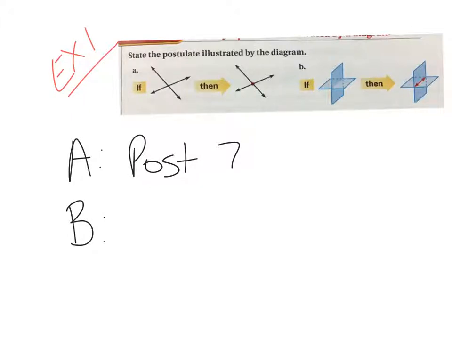Okay, for B, we have 2 planes also intersecting. And then what happens when we get to the second picture? They get a line. They form a line. So which postulate is that one talking about? Postulate 11.